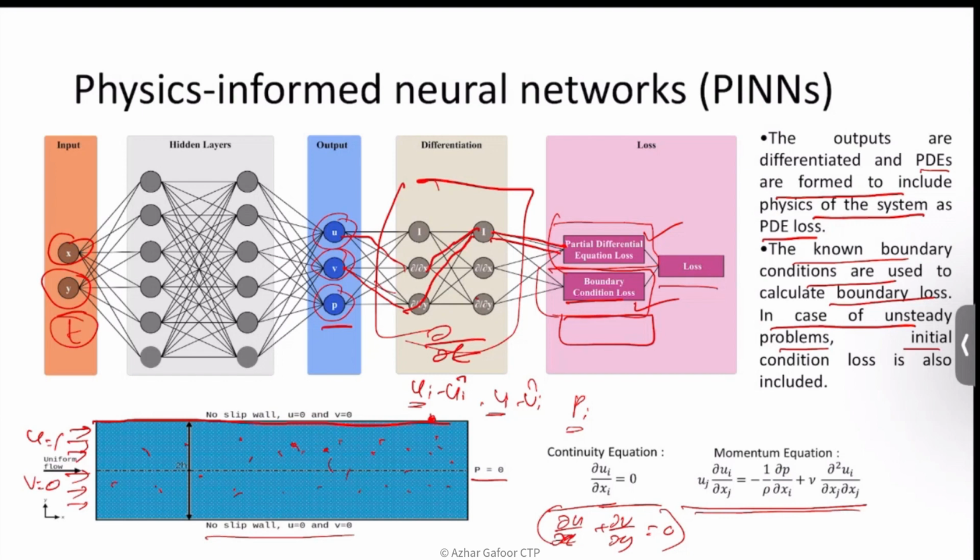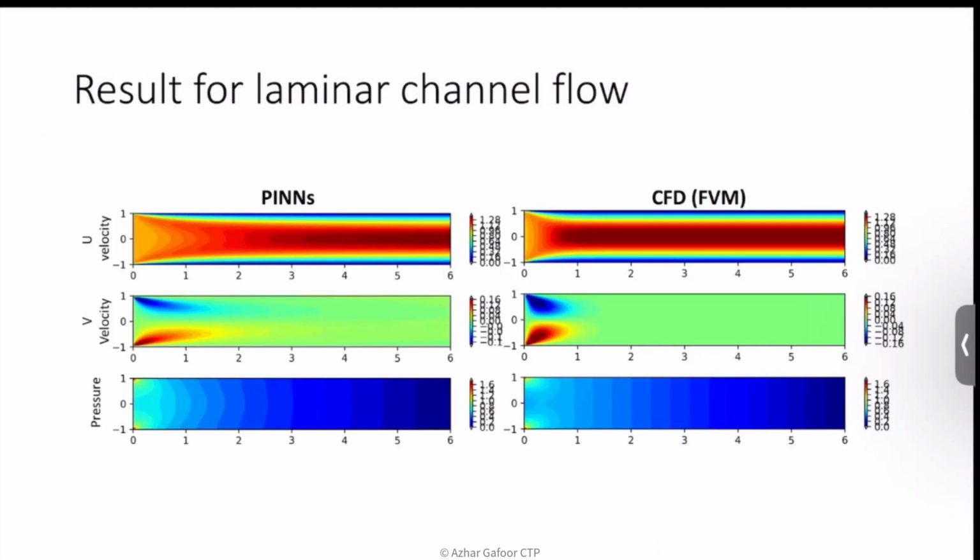So this is the difference between physics informed neural networks and the conventional neural networks, where we need corresponding outputs for the inputs. All the inputs should be associated with an output, but in this case, only the boundary points will have the corresponding outputs present. So this is one of the results that we got using PINNs, and we have also compared it with the CFD solution.